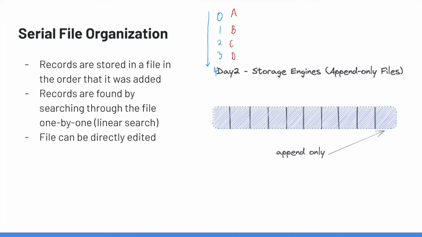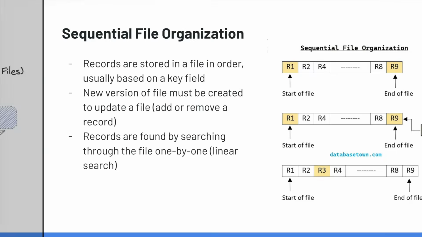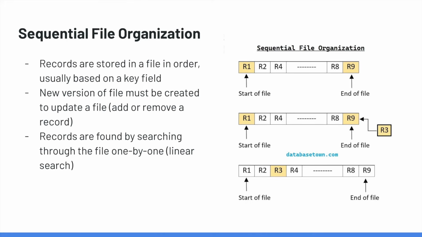Now, if we want to edit a file that employs serial file organization, we can just directly edit this file. So if you have a .txt file and it uses serial file organization, then we can go in and, for example, we could just go ahead and delete a particular record, or we could edit a particular record just by editing that file. This stands in contrast to sequential file organization, where we need to create a new file to update a file.